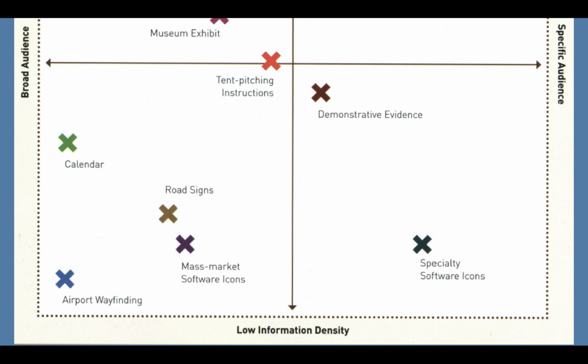Going down to the bottom part, there's more towards the low density part. And again, the example brought up before, something with a very low information density and a very broad audience is airport wayfinding. Wayfinding is basically finding your way around a place. In contrast, something like a specialty software icon on the bottom right has a very specific audience, whoever's using that specialty piece of software, and it also has low information density. It's an icon, so it's not particularly dense like text.